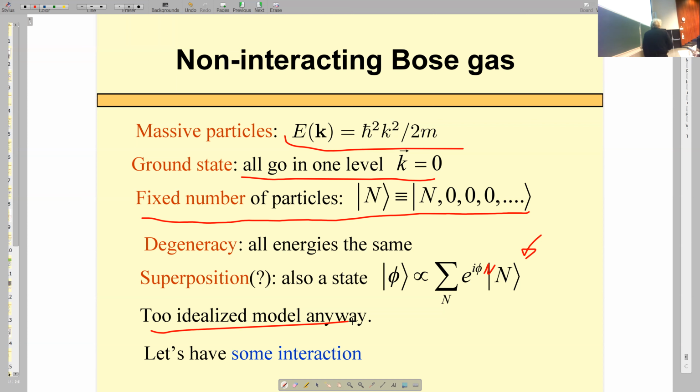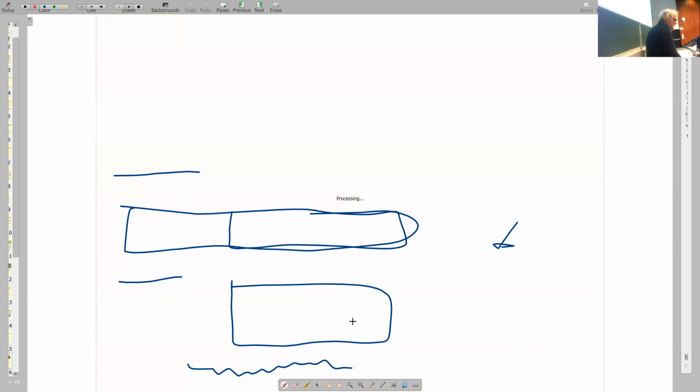Let's add some interaction to it. Perhaps it will become better.